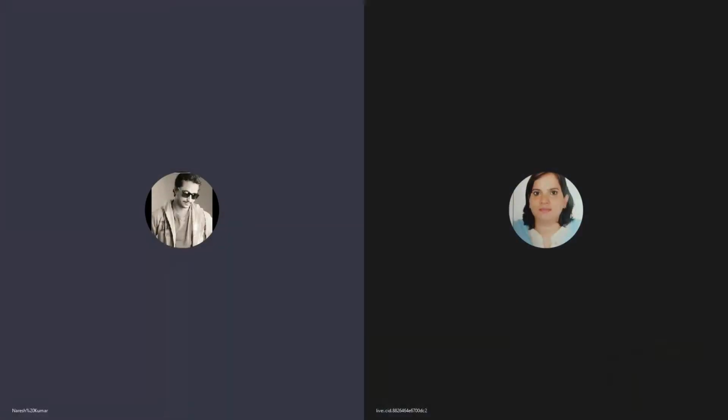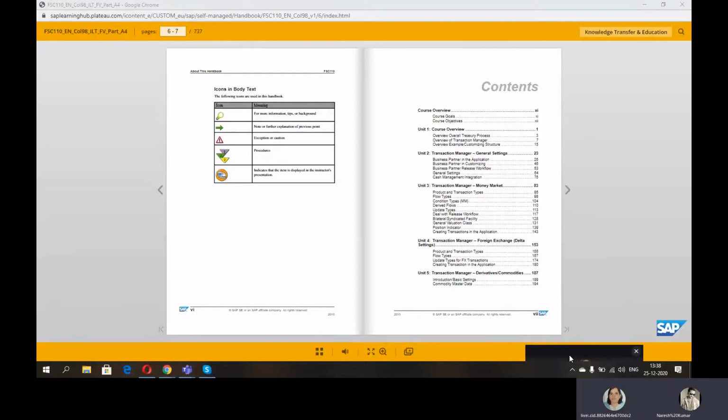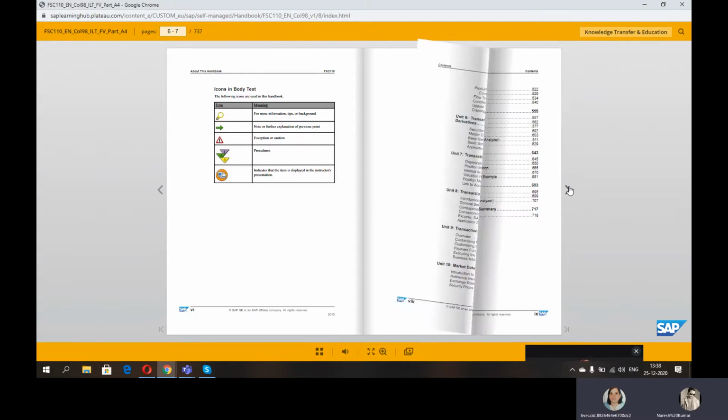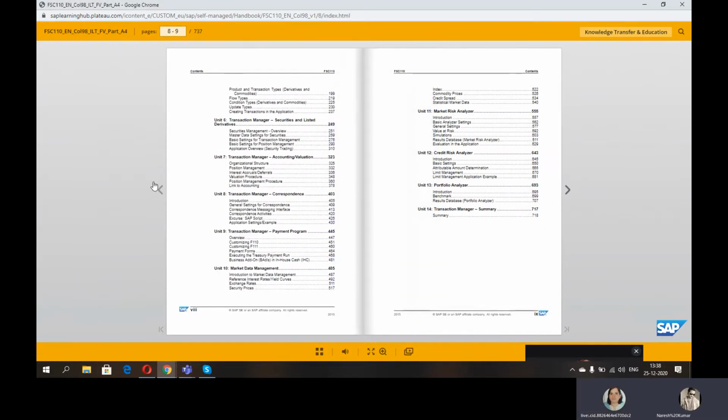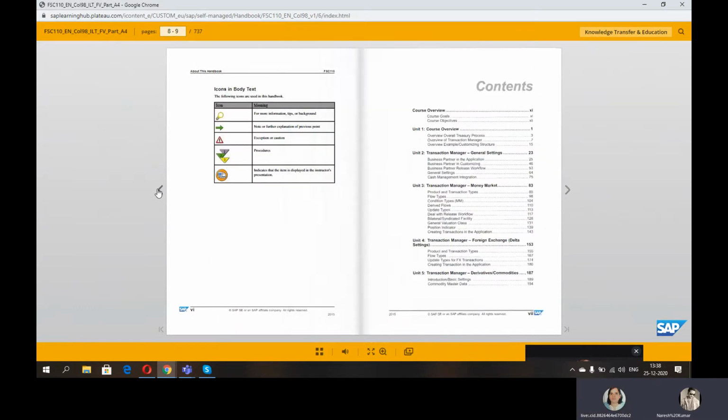So, transaction manager. With that, business partner is the main concept in TRM. So now let us go and focus on what exactly we will do. So what are the transaction managers we have?